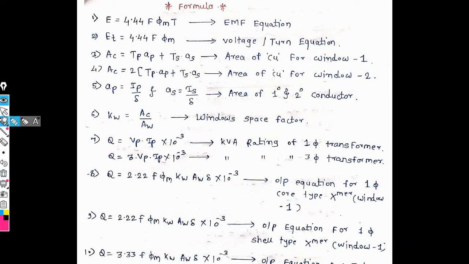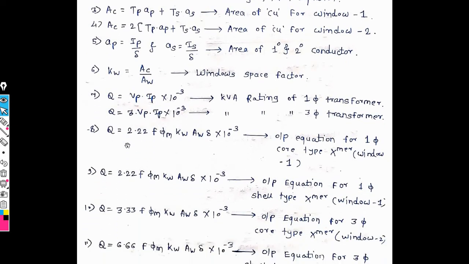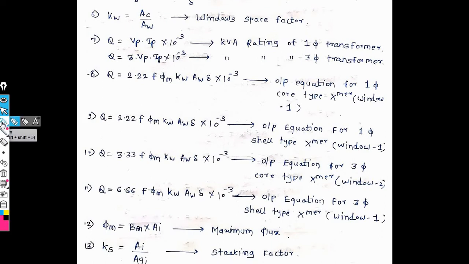Also, we need the output equation for the three-phase transformer. Okay. Then the output equation for the three-phase core type transformer is Q is equal to 3.33 f Bm Aw sigma into 10 raised to minus 3, because a three-phase core type transformer consists of two windows. Then Q is equal to 6.66 f Bm Aw sigma into 10 raised to minus 3. That is the output equation for a three phase shell type transformer, because it consists of 6 windows. We consider the output equation for 1 window, because it is always similar to the remaining 5 windows of the three phase shell type transformer.